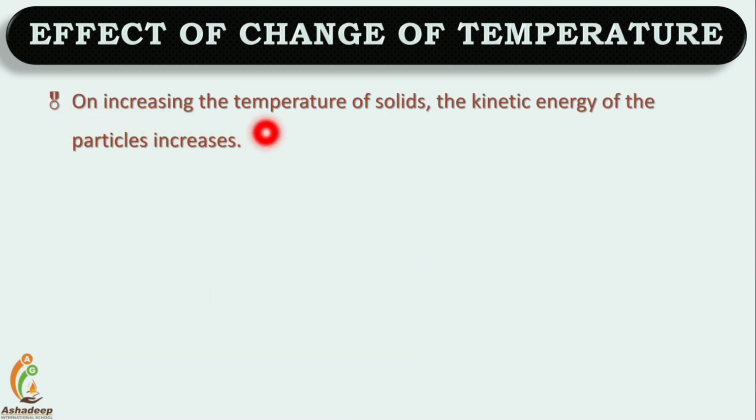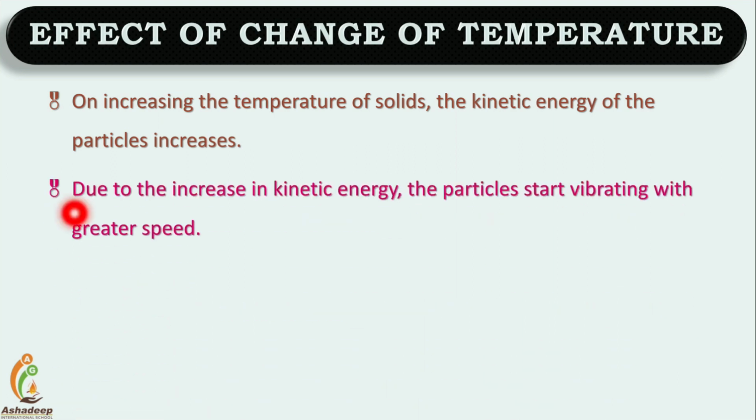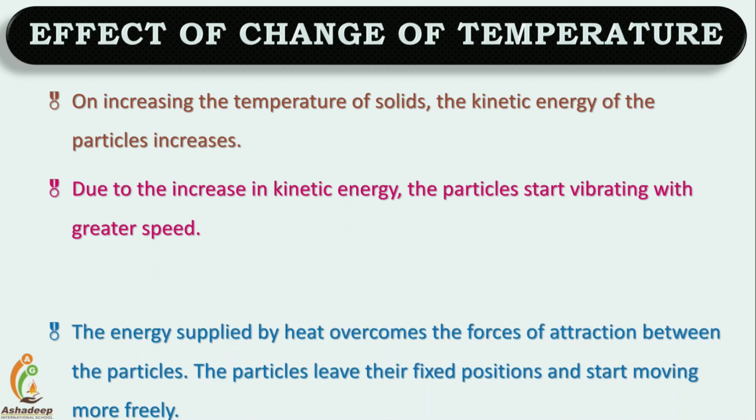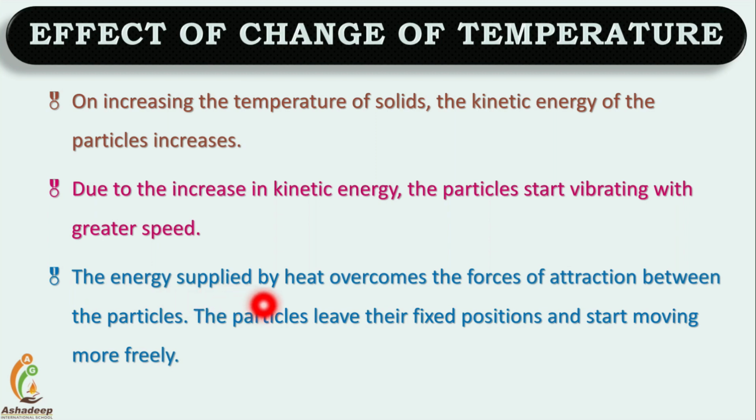On increasing the temperature of solids, the kinetic energy of the particles increases. That we already know: when we increase temperature, kinetic energy of particles increases. And due to the increase in kinetic energy, the particles start vibrating with a greater speed. So the movement of particles becomes random and faster. The energy supplied by heat overcomes the force of attraction between the particles, and the particles leave their fixed positions and start moving more freely.